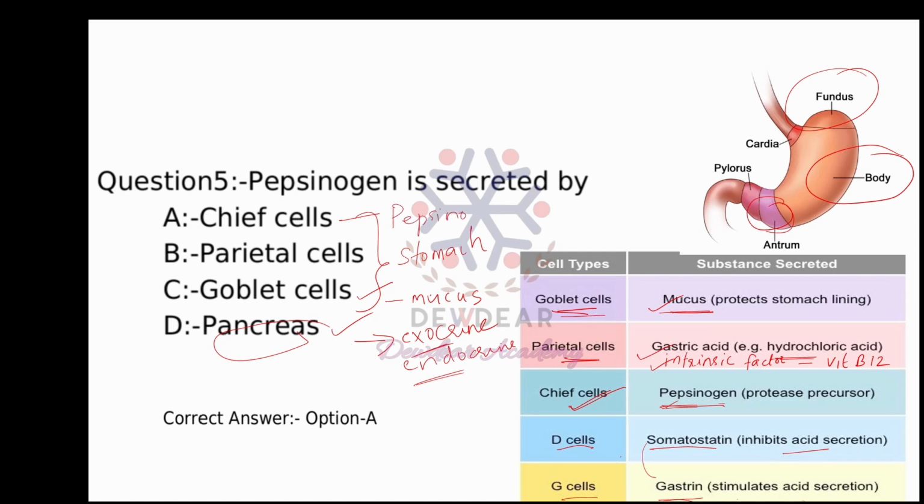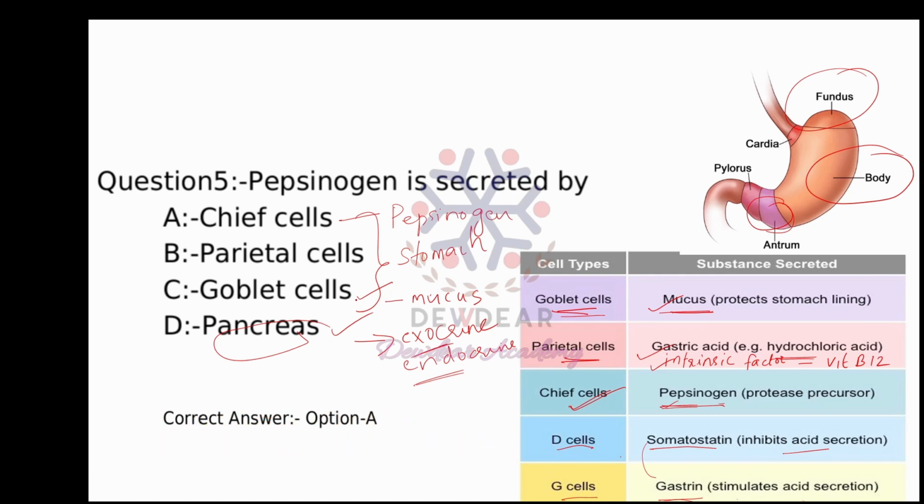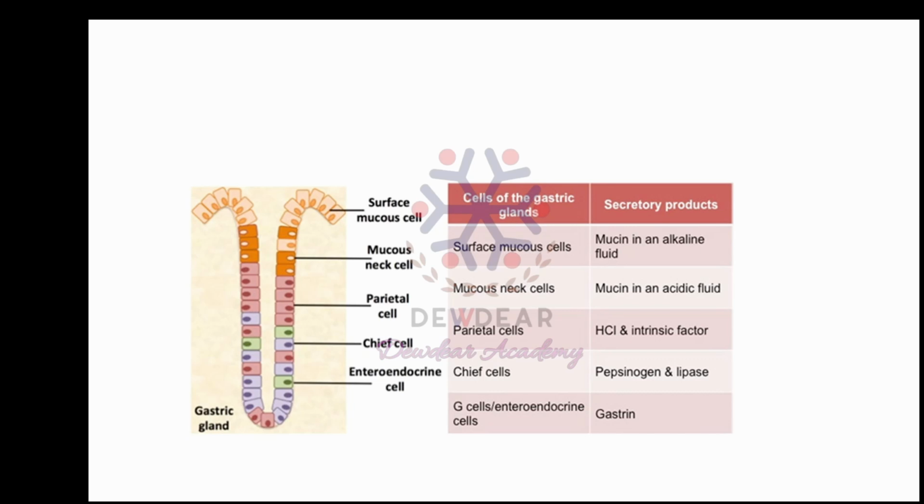The parietal cells are producing hydrochloric acid, and the goblet cells are producing mucus. So the correct answer is option A. This is just the image of the different cells of the gastric glands and their secretory products.